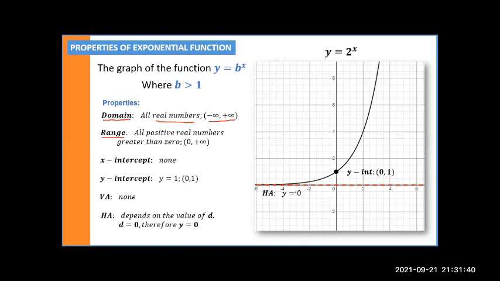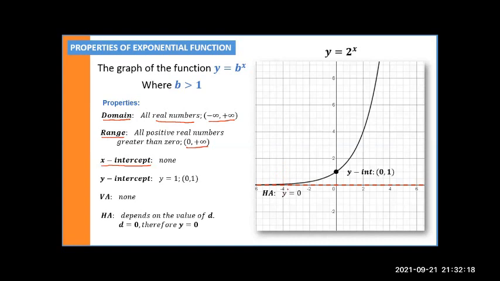Kasi meron tayong horizontal asymptote, hindi na pwedeng bumaba sa 0. So ibig sabihin, all positive real numbers lang na greater than 0. So that is statement form ng range. Sa interval form, that is from 0 up to positive infinity. So hindi kasama ang 0, lahat lang na mas mataas sa 0 hanggang positive infinity sa value ng y kasi range. Okay? Next, ito is a general property, x-intercept is none.